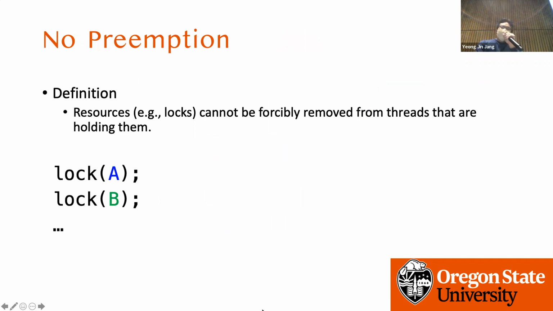And for no preemption, it's very similar to hold and wait, but there's another way to remove that situation. So if one thread acquires lock A and is waiting for lock B, then all the threads waiting for A should wait for this thread to acquire B. So that was the problem.